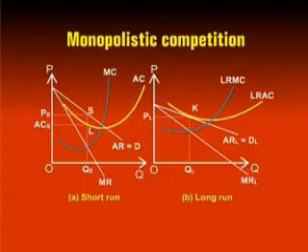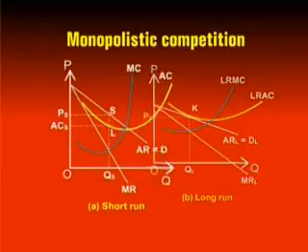Now, the principle that the firm employs to produce the profit maximizing output is exactly the same as we studied earlier. It will produce that level of output at which MR is equal to MC. That level here is where it will produce QS.